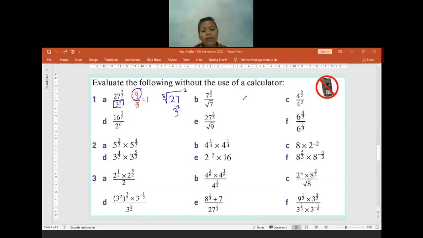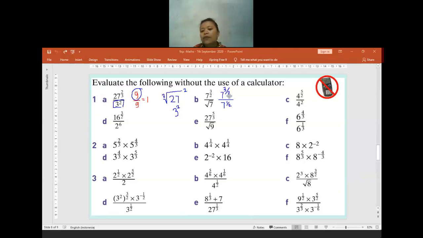For question B, we have 7 to the power of 3 per 2 divided by square root of 7. How many will it be? You can change the root into power, it's okay, or you want to change the fractional indices into root, that is also fine. But I think in here I will just change all of them into indices. So 7 to the power of 3 per 2 will remain the same. You know that square root of 7, we can write it as 7 to the power of a half. So I have 7 to the power of 3 per 2 divided by 7 to the power of a half.